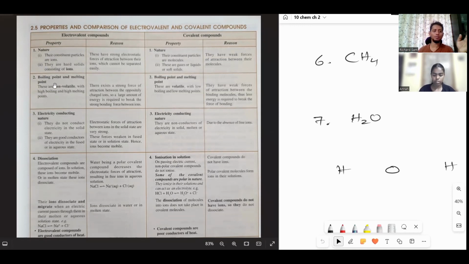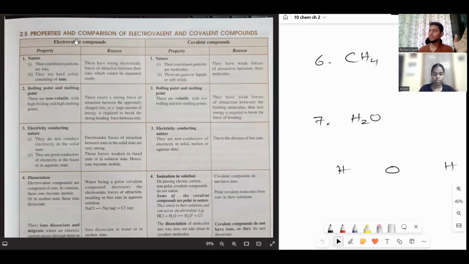Second thing we saw about boiling and melting point. So electrovalent, how are their boiling and melting point? Very high. You have to understand that electrovalent bonds are very strong, so to break that bond, you need a lot of energy. When you boil and melt, you're breaking that bond, but you need a lot of heat for breaking that bond. So boiling and melting point is very high for electrovalent.